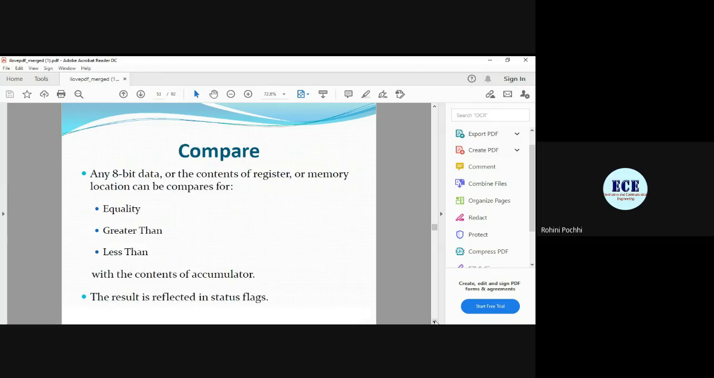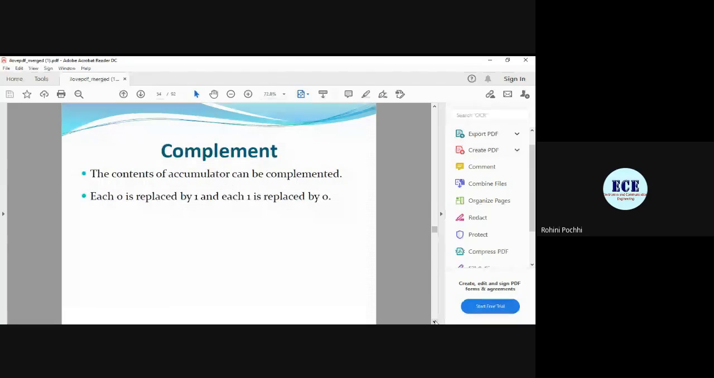Compare, whenever the data compare are there, then any 8-bit data or the content of register or memory location can be compared for equality, greater than or less than with the content of the accumulator. The result is then stored in the accumulator. Now the complement, the content of accumulator can be complemented. Each zero is replaced by the one, and each one is replaced by the zero.